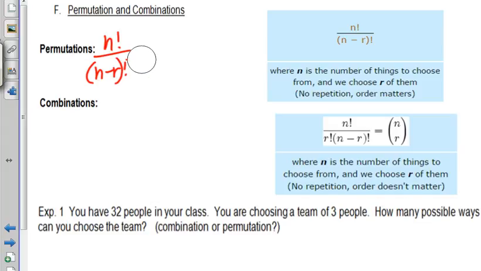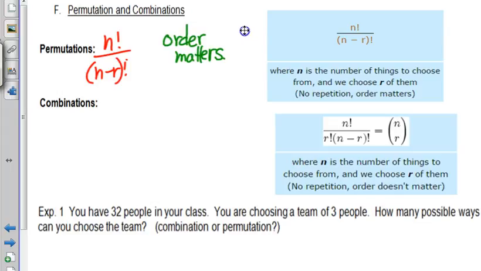That factorial means you're counting down. Like 8 factorial is 8 times 7 times 6 times 5 times 4 times 3 times 2 times 1. You should have all had some of this last year, okay? We'll talk about where to find this on the calculator in a minute. But what it means when it says order matters.